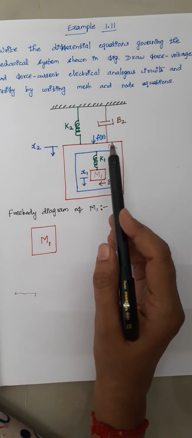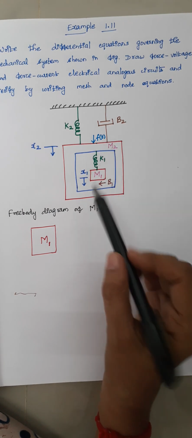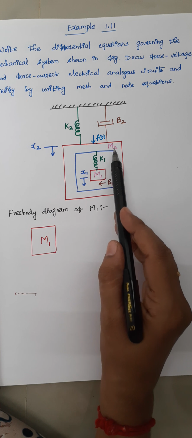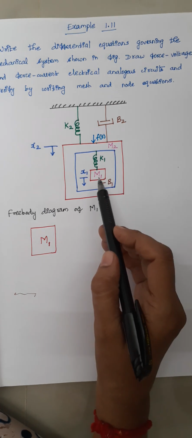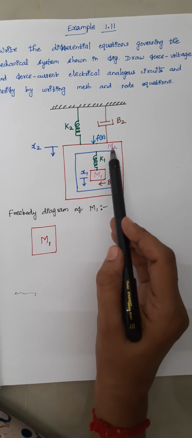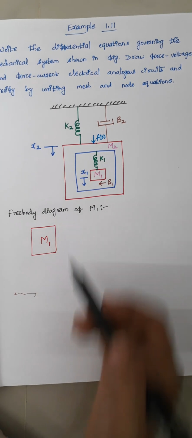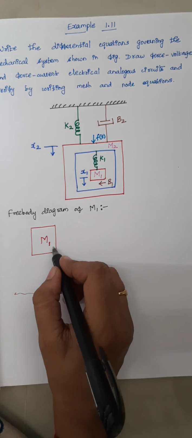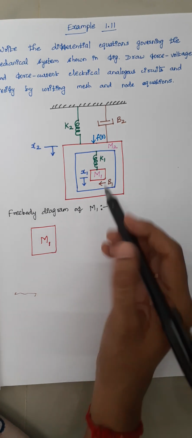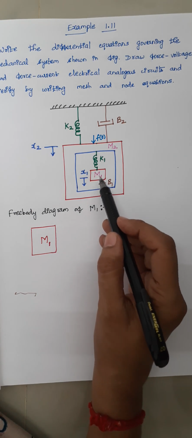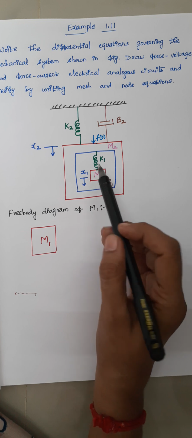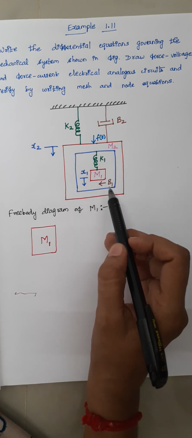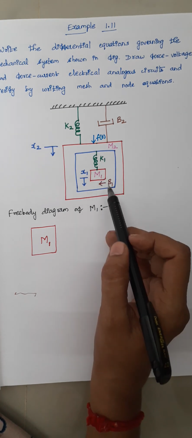From this diagram it is clear that we have two masses, one is M1 and another one is M2, and the displacement of M1 is x1 and the displacement of M2 is x2. First we are going to draw the free body diagram of M1. As usual, count the number of elements connected with M1. Here we have K1 and B1, so only two elements, so totally three opposing forces.